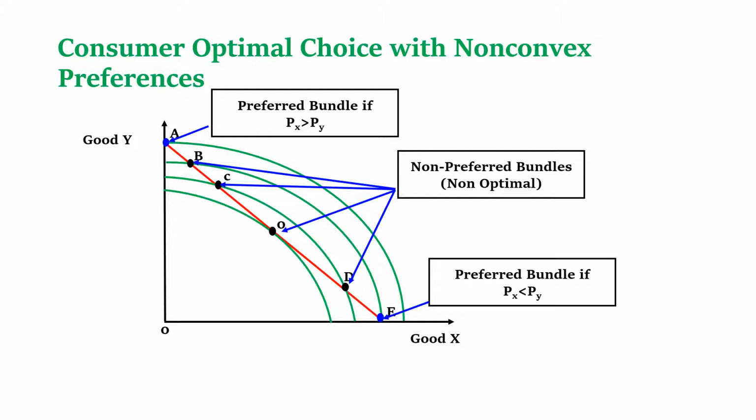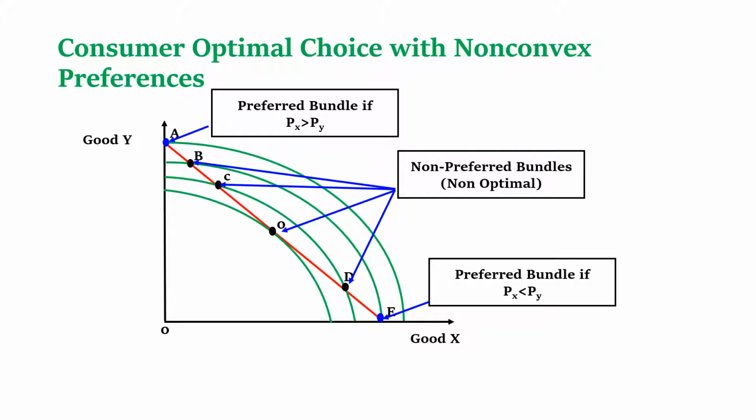Now let's take a look at this diagram. We see the indifference curves are all non-convex. In other words, they are concave. The green lines are all concave. We have indifference curve 0, indifference curve 1, 2, and 3. So we have 4 indifference curves here. The red line is the budget constraint of the consumer.